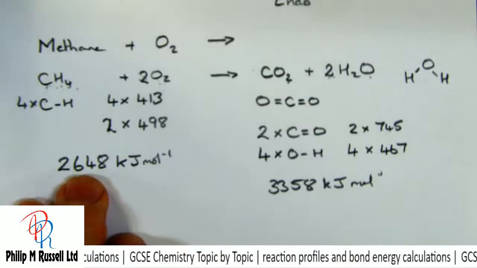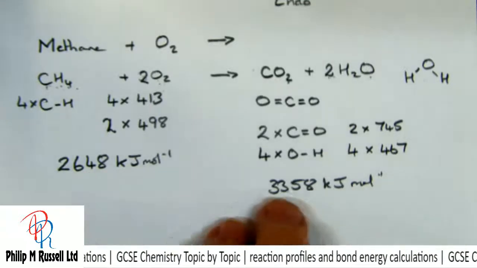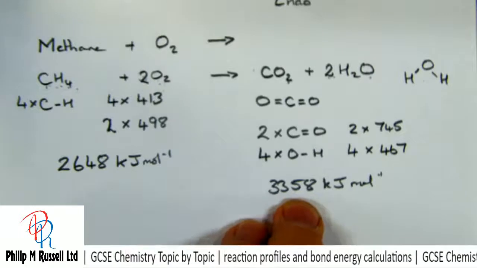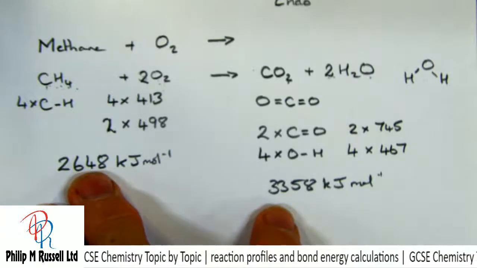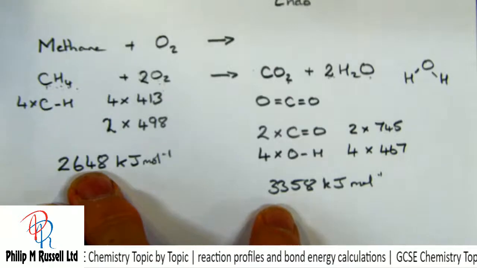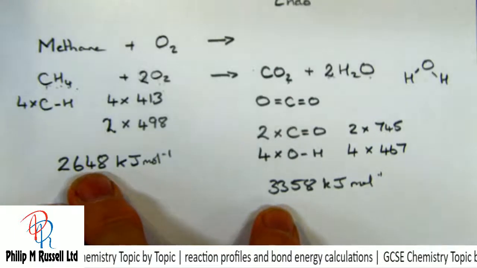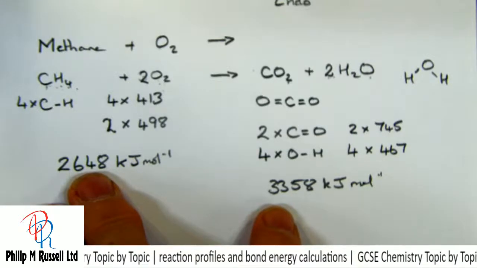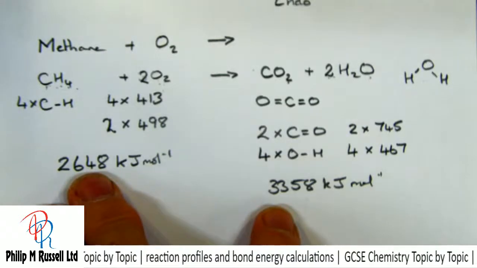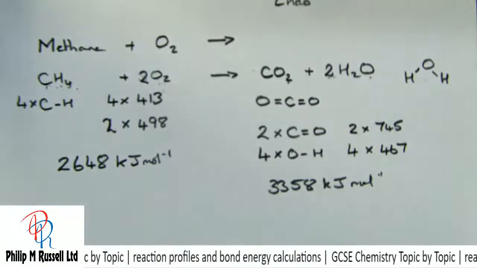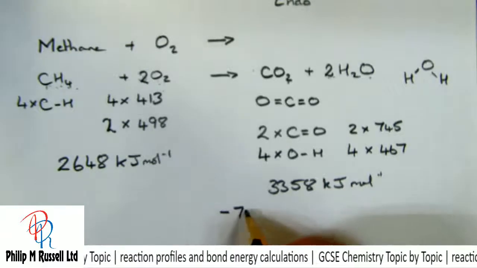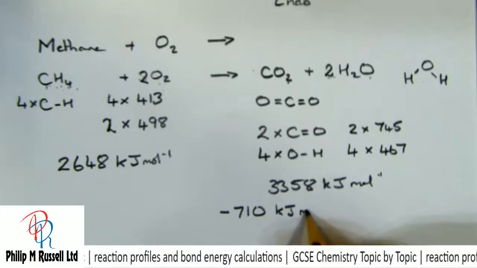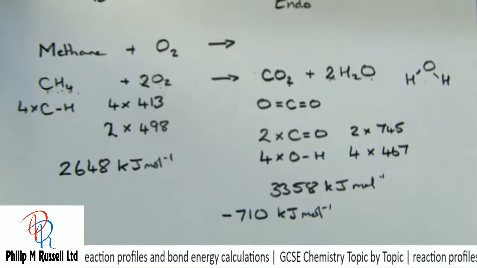This is what we put in to break the bonds. This is what we get out when we make the bonds. So let's do our sum, and our sum is going to be our 2648 minus my 3358, and it's going to give me minus 710. This is my kilojoules per mole.